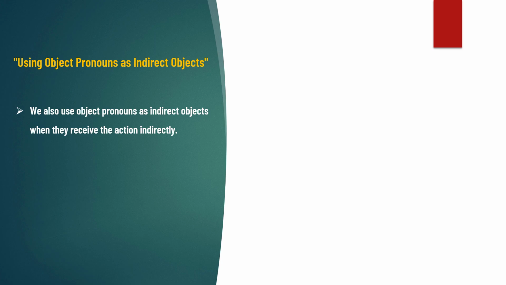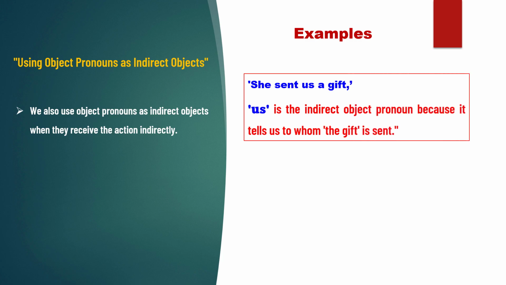Using object pronouns as indirect objects. We also use object pronouns as indirect objects when they receive the action indirectly. Let's explore this further. In the sentence, "She sent us a gift," us is the indirect object pronoun because it tells us to whom the gift is sent.